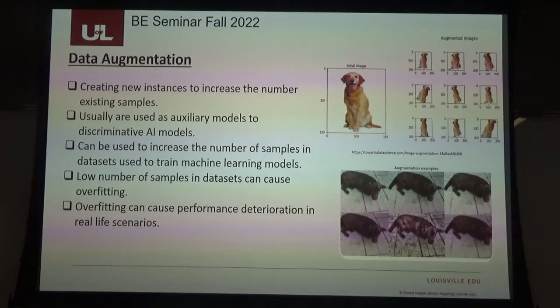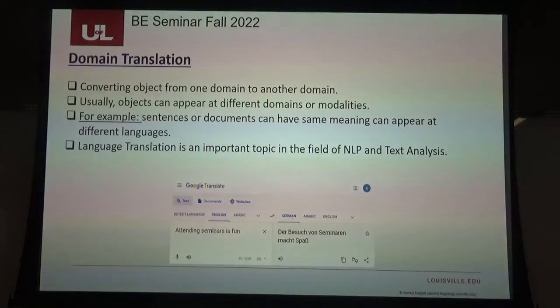and there are many applications that do data augmentation. What I'm focusing on is something else. It's called domain translation. So what is the problem of domain translation? In domain translation, we are imposing a different constraint. Assume that we have a specific object. This object can have different forms and can appear in different domains.